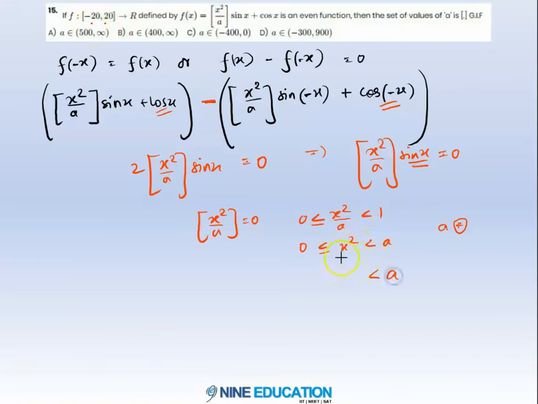Since x belongs to minus 20 to 20, the square value will be from 0 to 400. So a is greater than x square values also. If I take x square as 400, then a is greater than that also. If I take the minimum x square value as 0, then a is greater than 0 also. So in any case, if I combine this, I am getting a values to be greater than 400 itself. So that is there in option number B, which is 400 to infinity.